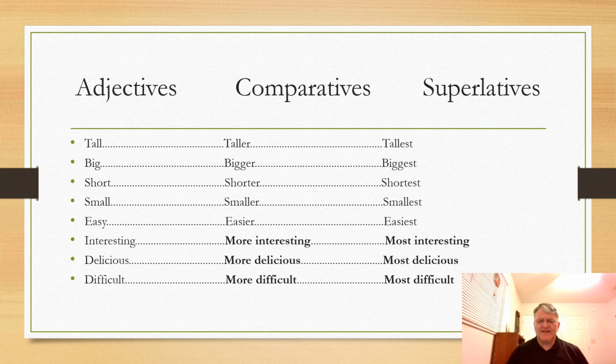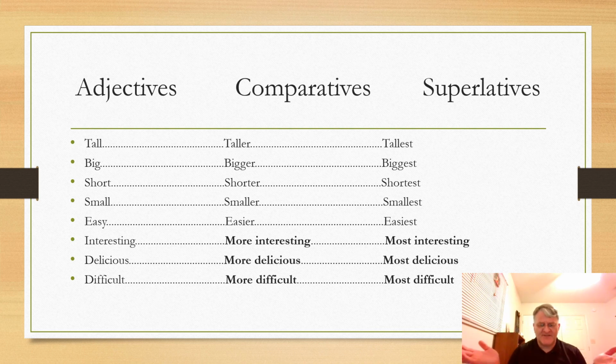So class, let's quickly review and also look at our superlatives. So we have our adjectives, tall, we have our comparative, taller, and now we have our superlative, tallest. Okay, before we learned big, then we learned bigger. Now we're learning biggest. Okay, we have short, we learned shorter. Now we're learning shortest. We have small, we learned smaller. Now we're learning smallest. Easy, easier, easiest. But class, wait a minute.